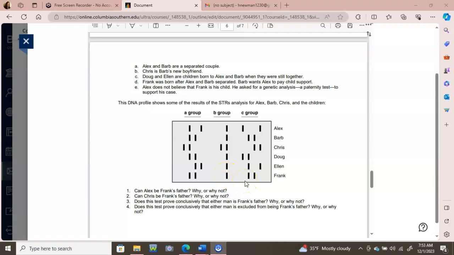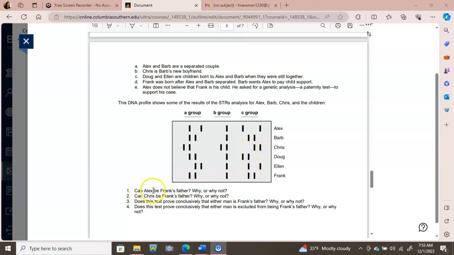So then we look at the C loci. When you look at the C loci, you can see that Alex has these two bands here. None of these are represented in Frank. That should be an indicator that there's something off here. It looks like he has one of these copies that he could have gotten from Barb, and this second copy could not have come from Alex. It's most likely from Chris. So it looks more like Frank is not Alex's legitimate child, and he's possibly Chris's child.